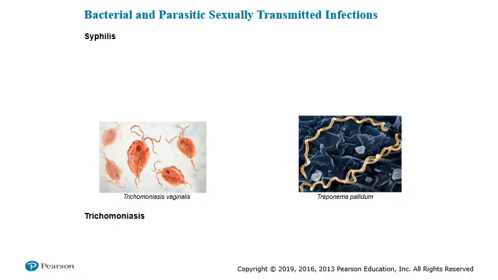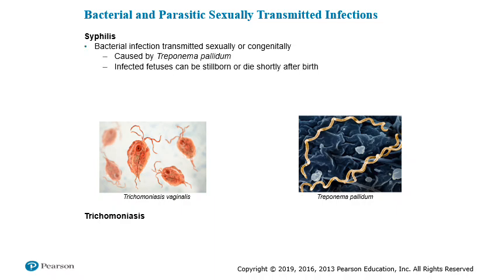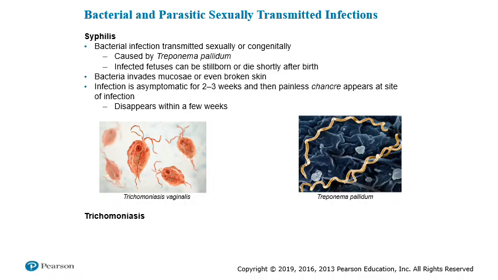Then we get into syphilis and trichomoniasis. Syphilis is caused by Treponema pallidum. And these yellowish squiggly things are actually your treponema. Syphilis is a bacterial infection, and infected fetuses can die or die shortly before birth. Bacteria invade the mucosa or even broken skin. Infection usually is asymptomatic for 2 to 3 weeks, and then a painless chancre appears at the site of infection, but would disappear within a few weeks.